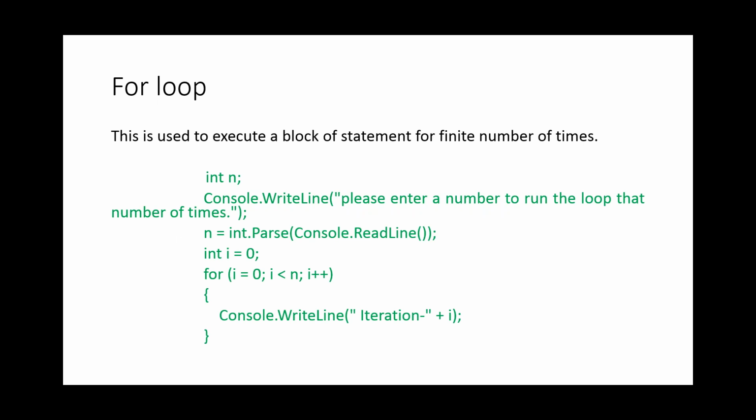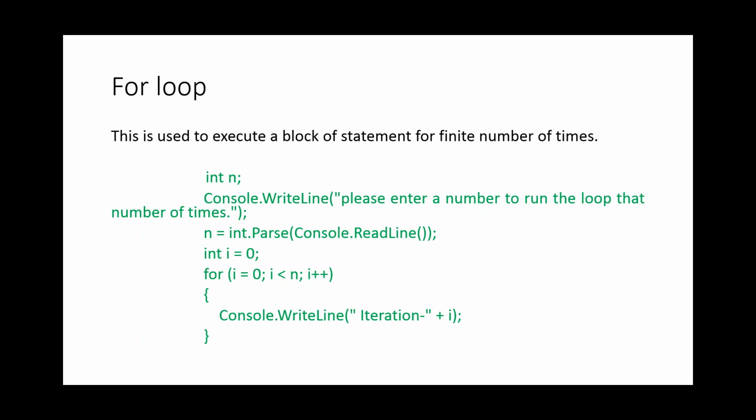If you see, you are taking a number here, int n. For this you will pass whatever number you want, and this number will be printed the number of times you have given as input. If you see the syntax of this for loop: for i equal to 0, i less than n, and i plus plus. So this for loop executes until the condition is true.